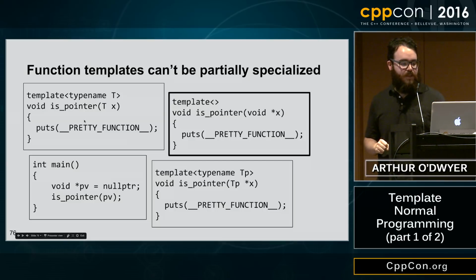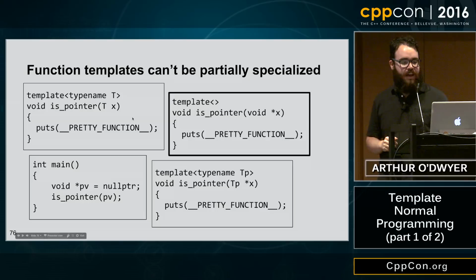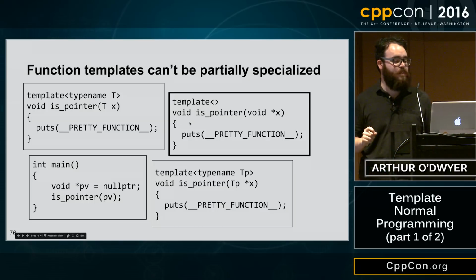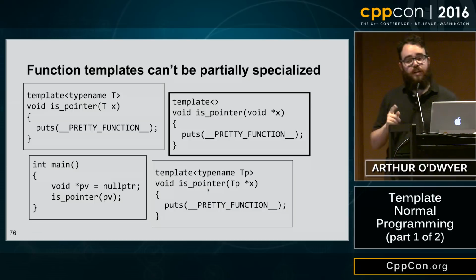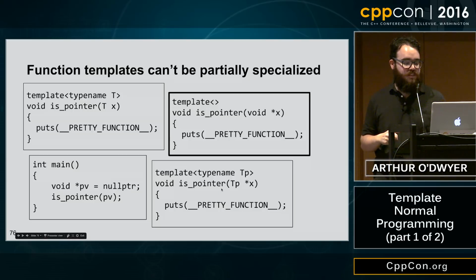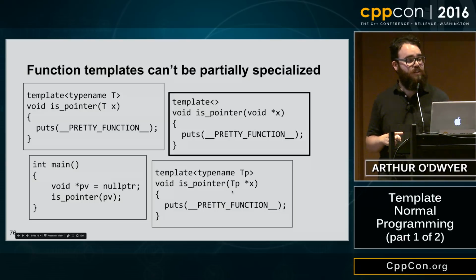Here I have a primary template called isPointer, which just takes a T. And I have a full specialization, which is totally fine. Function templates can be fully specialized for void star. We also have this other thing, which looks like a partial specialization, but it's not. It's a new primary template. And if this one happened to come before this full specialization, this will be a full specialization of this template.